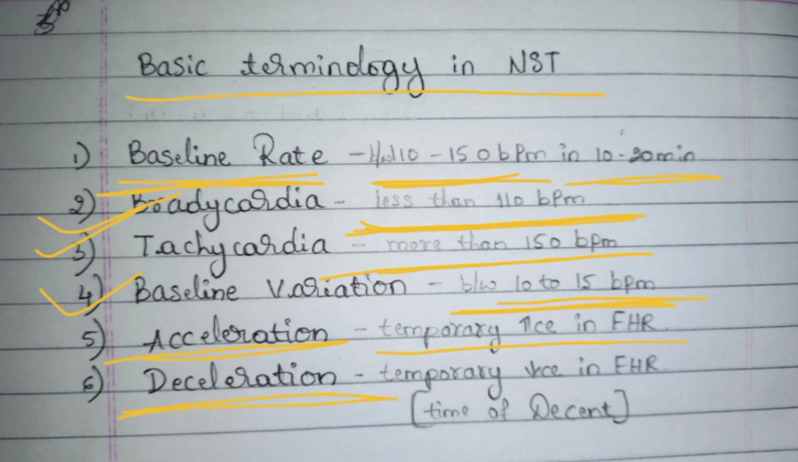Next, deceleration. It is nothing but a decreased fetal heart rate. That is also temporary. These symptoms can generally be seen at the time of delivery or when the fetus is moving downwards. Descent is nothing but the movement of the baby. Because of the contraction in the uterus, the fetus will be moving. That is known as descent. And at that time, sometimes the fetal heart rate will decrease, and that is also temporary. Okay, that is descent. These are the terminologies that are seen in NST.